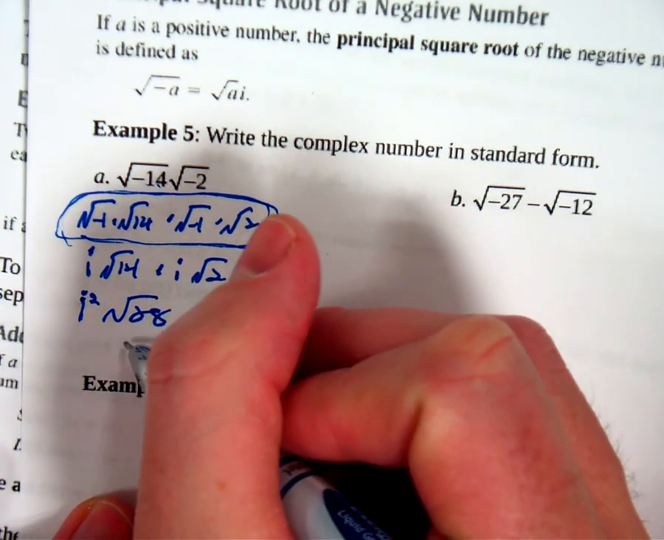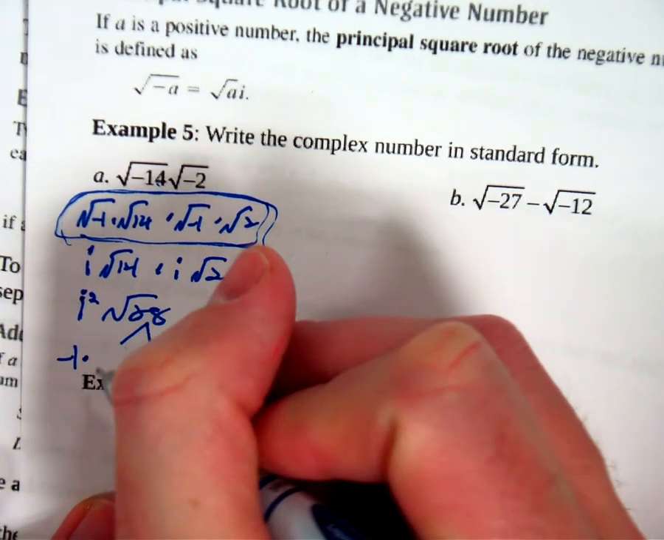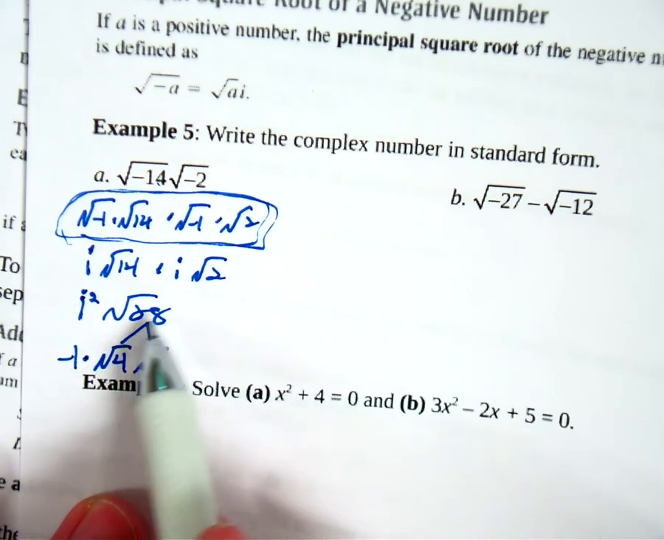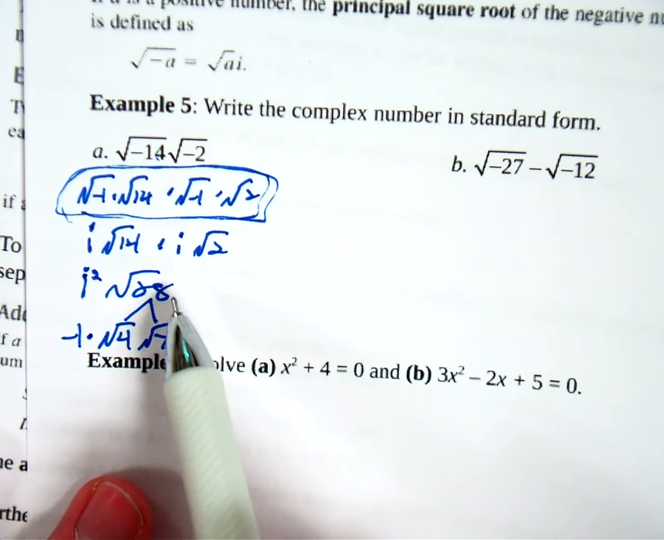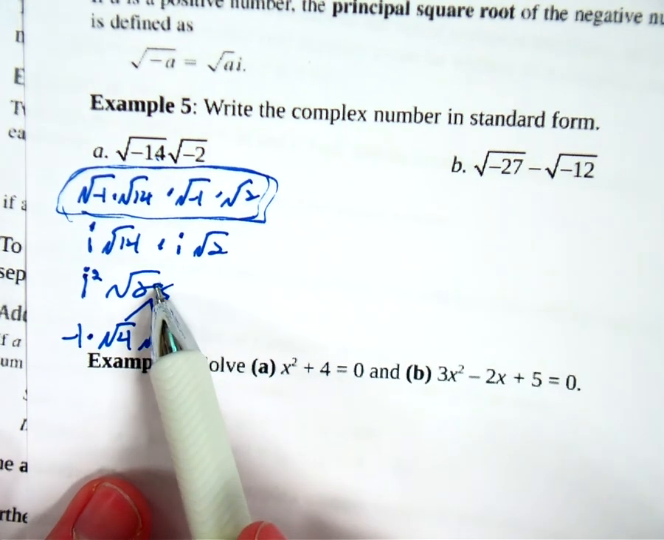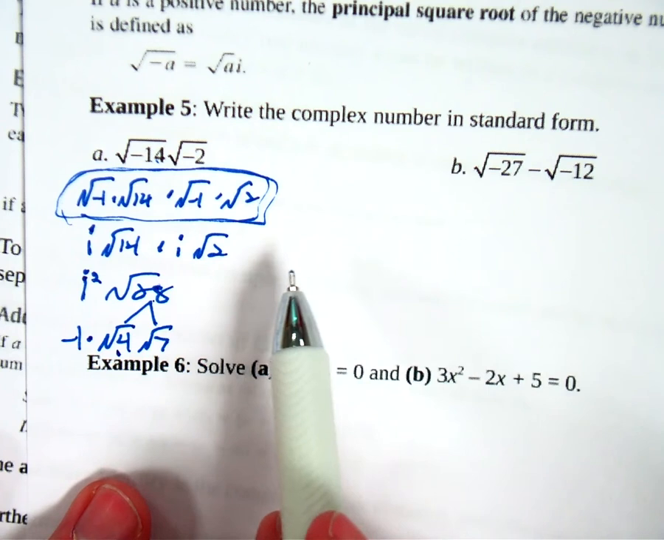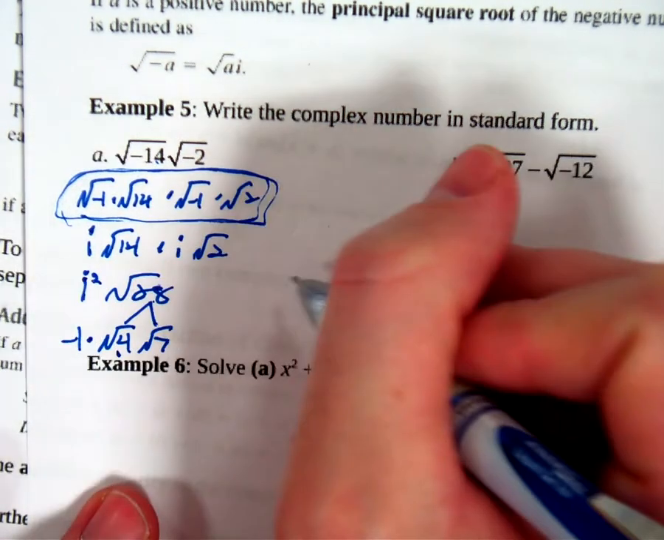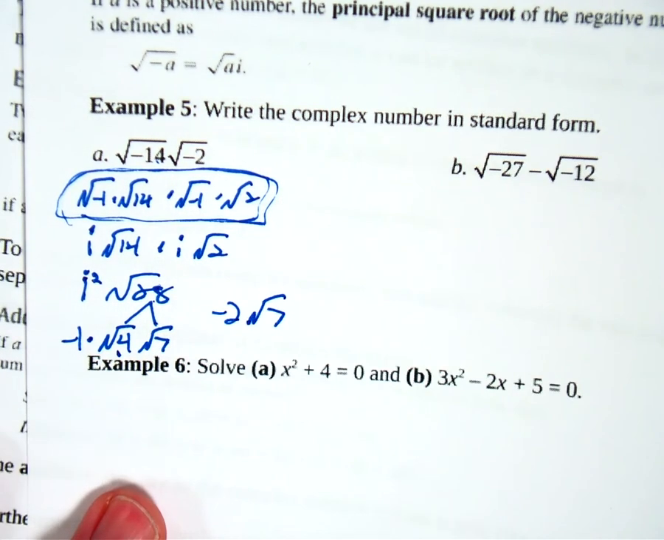Okay, how can I break this apart? i squared is negative 1 times the square root of 4 times the square root of 7. Okay, reducing radicals. This is like an Algebra 1 geometry skill. We're looking for perfect squares that go into here. 4 is the biggest perfect square that goes into 28. Square root of 4 is 2. Negative 1 times 2, negative 2 radical 7. Final answer.